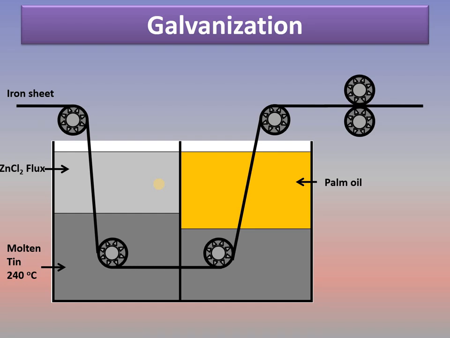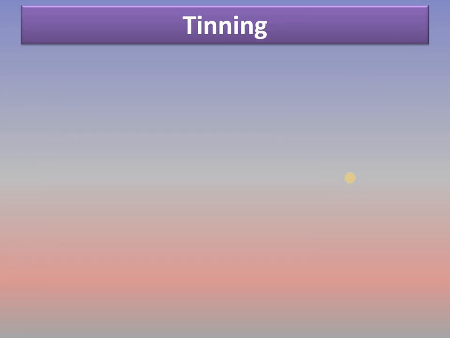Then the molten tin will give a tin coating on the base metal, and further on that tin coating there will be a coat of palm oil which will avoid the oxidation of the molten tin during the process. So, that is what the tinning process is.